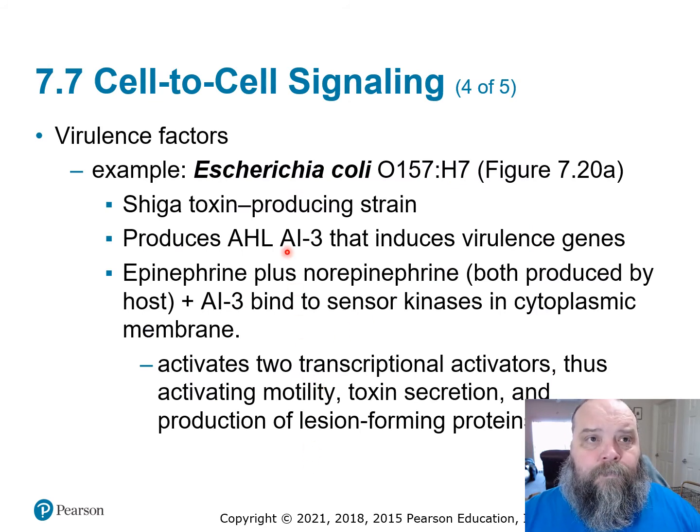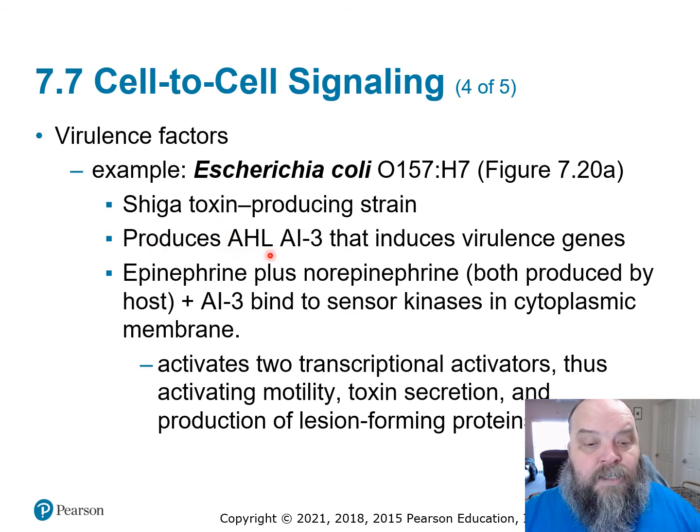Turns out some of the things that will be triggered due to these quorum signals. One great example is virulence factors, specifically Shigatoxin. Shigella toxin, or commonly referred to as Shigatoxin, is a toxin that somehow our friend E. coli picked up along the way. O157:H7, remember the O antigen and LPS? O157, H7 has to do with another antigen grouping.